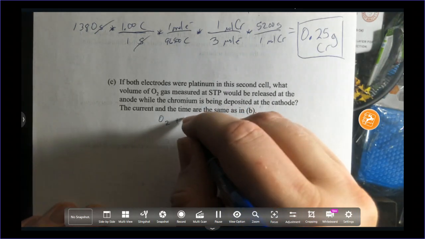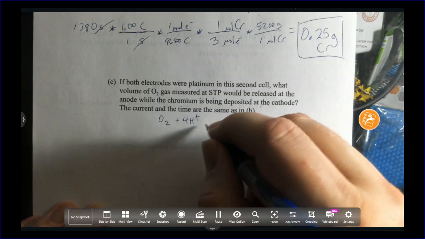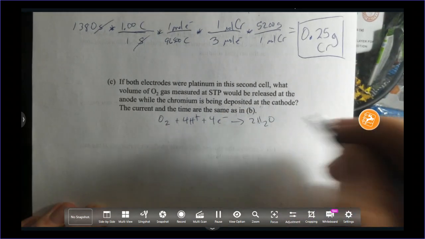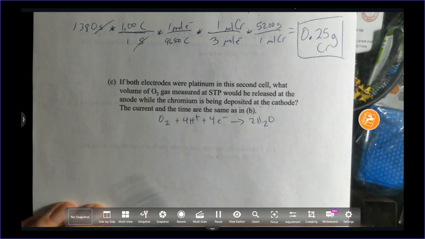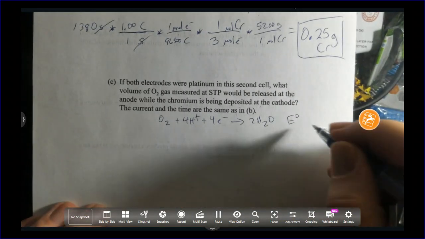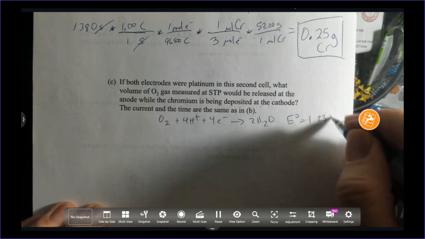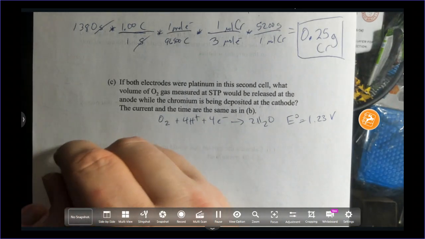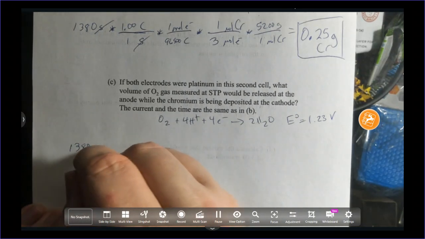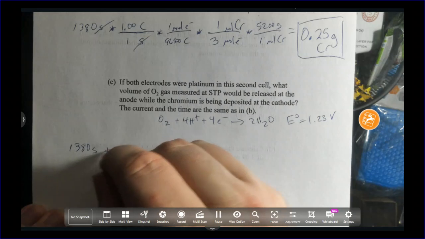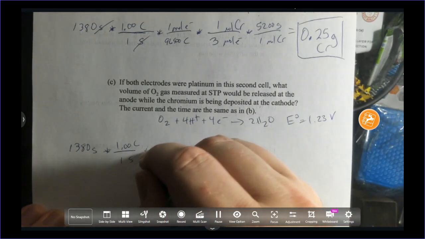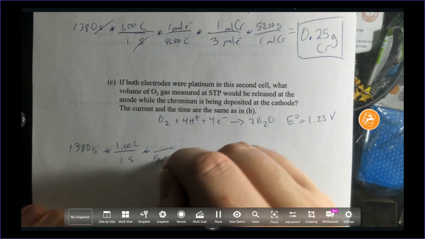Now, I do know I'm writing it in reduction form, but you've done enough of this, I hope, to start seeing it. So that's written in reduction form, but it's the opposite reaction, and the voltage for that one is 1.23 volts. I just wrote it down just so we can see. Alright, but the problem said we're going to run the same setup, so 1380 seconds. So we're going to pump the same current through there. We're going to use Faraday's constant in the exact same way.